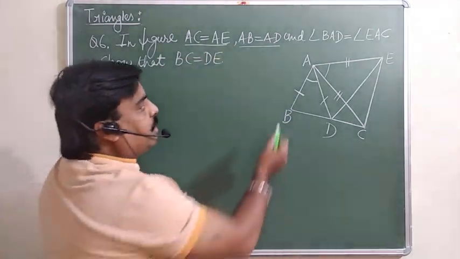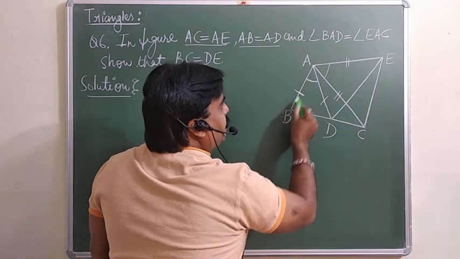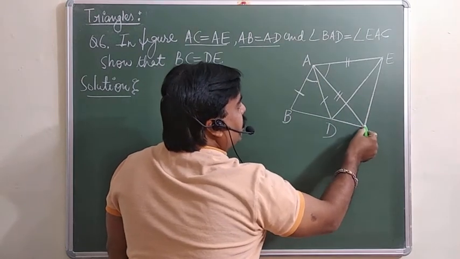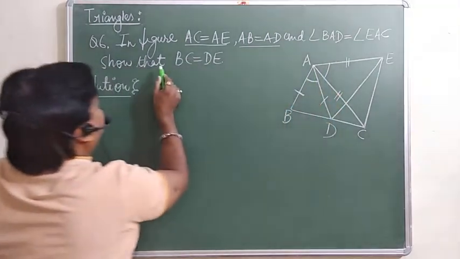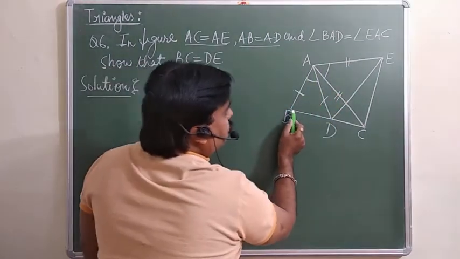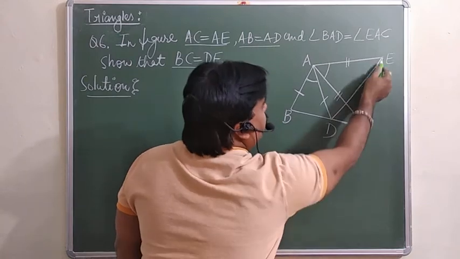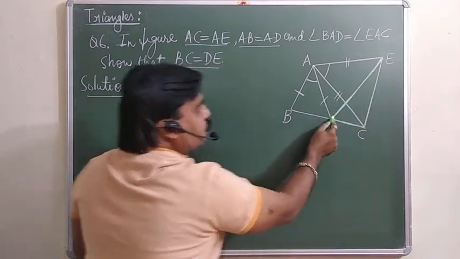This is already given. And angle BAD is equal to angle CAE. This one is already given. We are supposed to prove that BC is equal to DE. We want to prove this one.